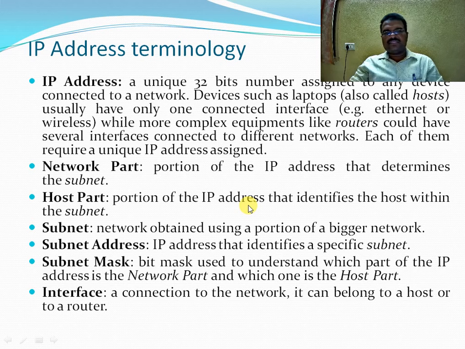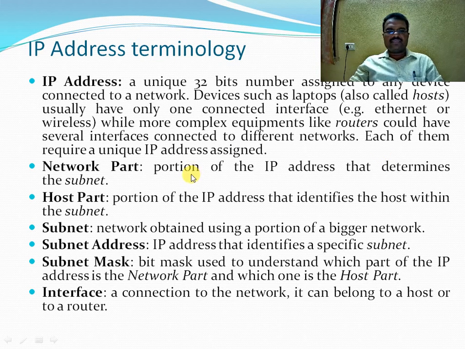So once we see the IP address terminology, these are the various terms used to represent IP addresses. First, IP address: a unique 32-bit number assigned to any device connected to a network. Devices such as laptops, also called hosts, usually have only one connected interface, that is either Ethernet or wireless, while more complex equipment like routers could have several interfaces connected to different networks. Each of them requires a unique IP address assigned.